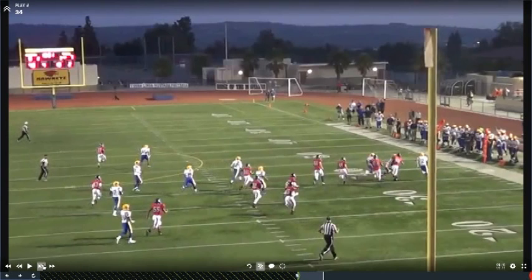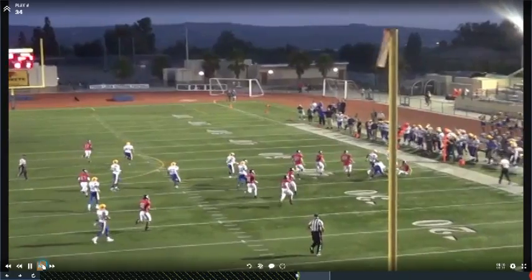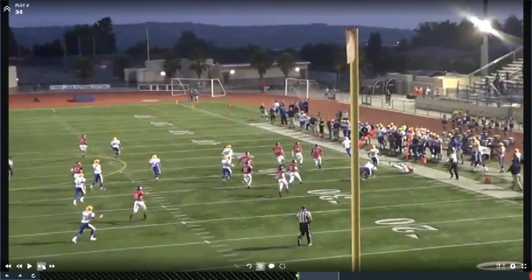56 is going to hit the ground. His head is going to snap back. This is the potential second concussion. We've got to put a stop to this.